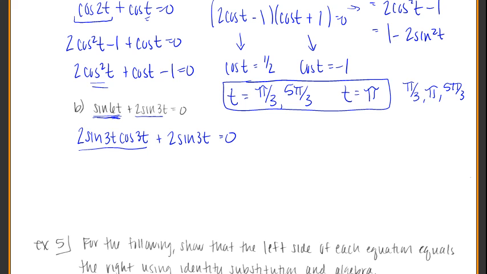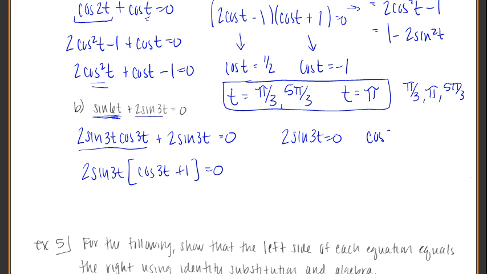What these two terms have in common is 2 sine 3t, so let's pull that off. And that leaves behind a cosine 3t plus 1. Well, I have a product. Anytime I have a product equal to 0, technically I've factored, so let's set each part equal to 0. You have 2 sine of 3t equals 0, and you have cosine of 3t plus 1 equals 0. By the time I divide by 2, the first is just saying sine of 3t equals 0, and the second is saying cosine of 3t equals negative 1.